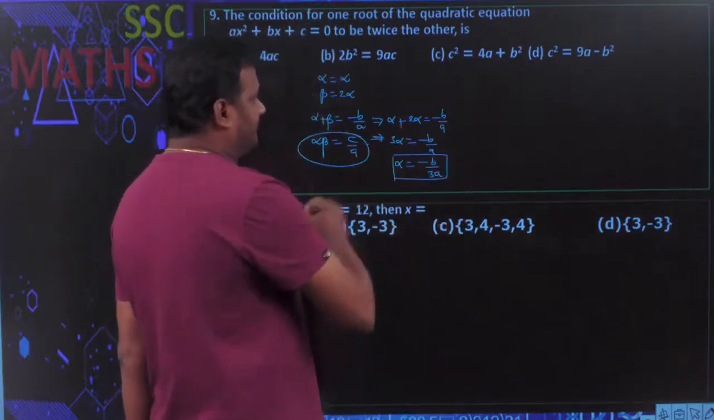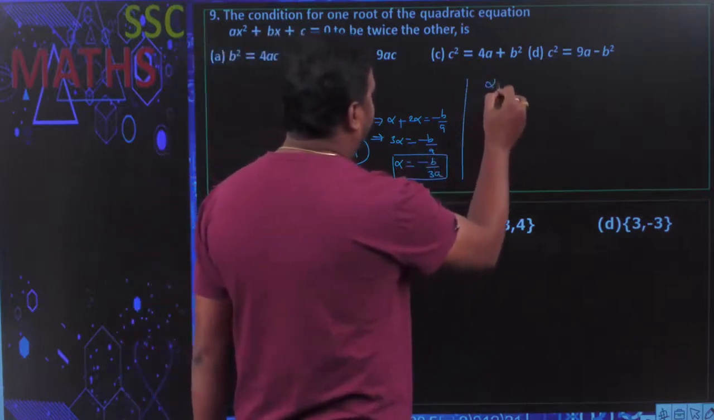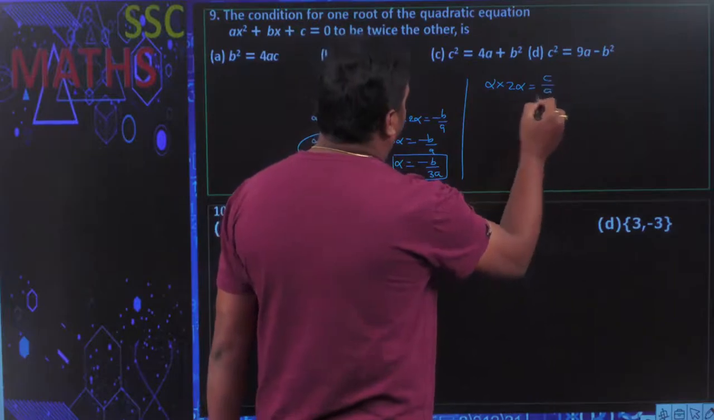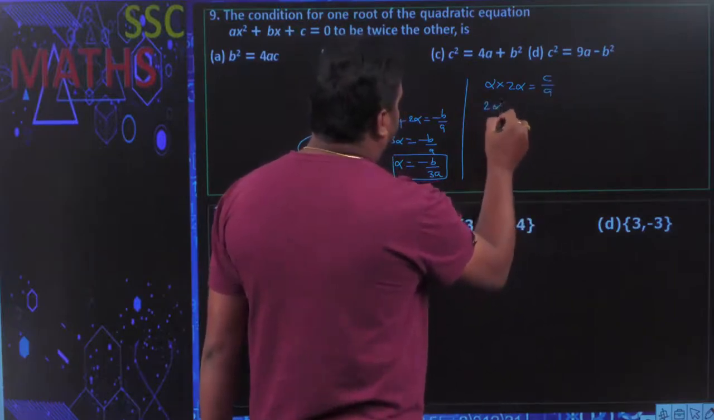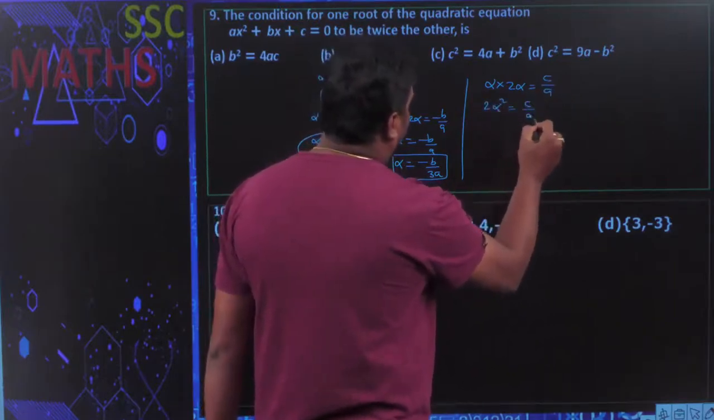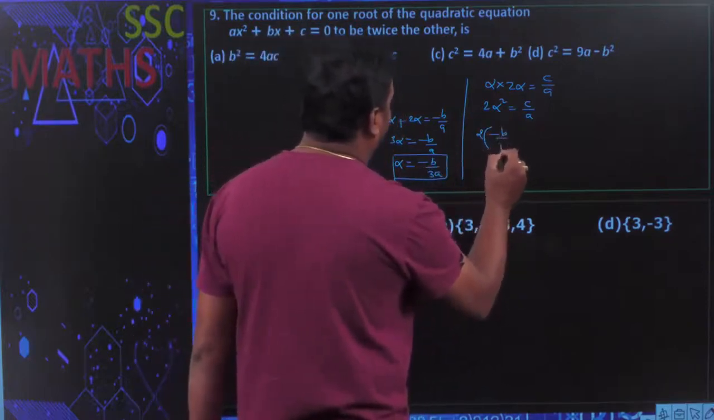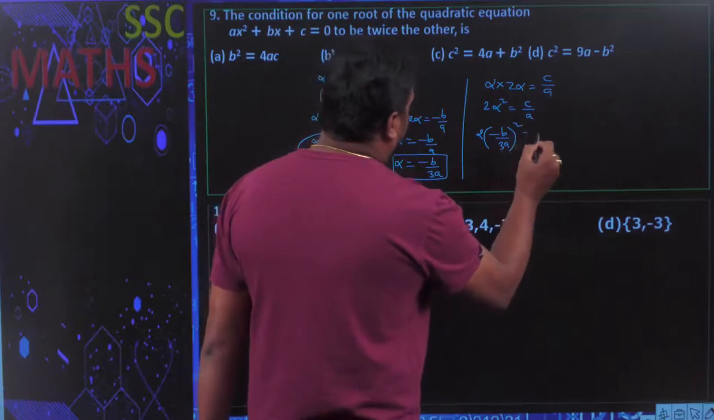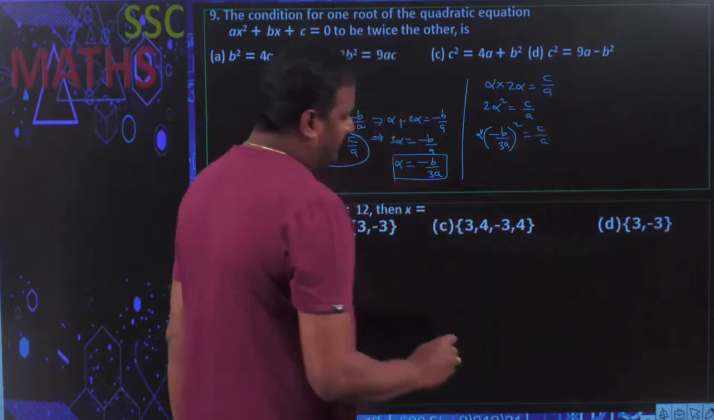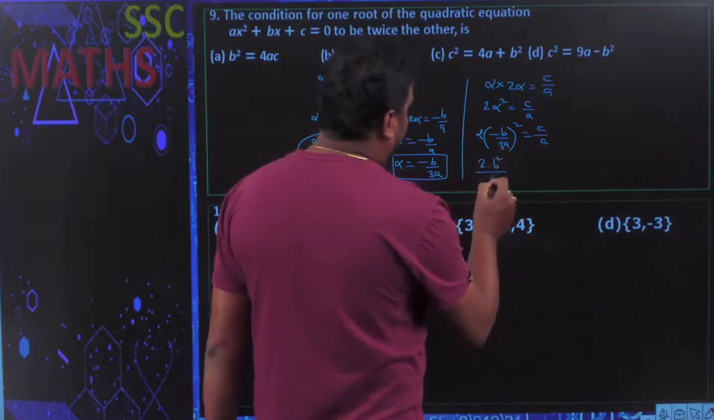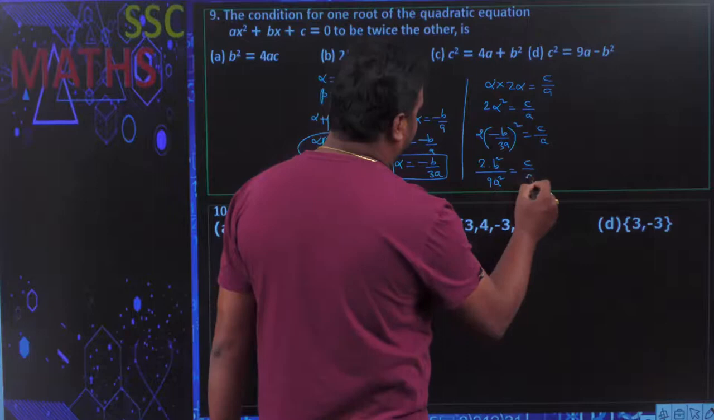Now coming to the product of the roots. Alpha into beta, where beta is equal to 2 alpha, is equal to c by a. So this is 2 alpha into alpha, which is 2 alpha square, equal to c by a. What is alpha square? Alpha is equal to minus b by 3a, whole square. So 2 into b square divided by 3 square a square, which is 9a square, is equal to c by a.